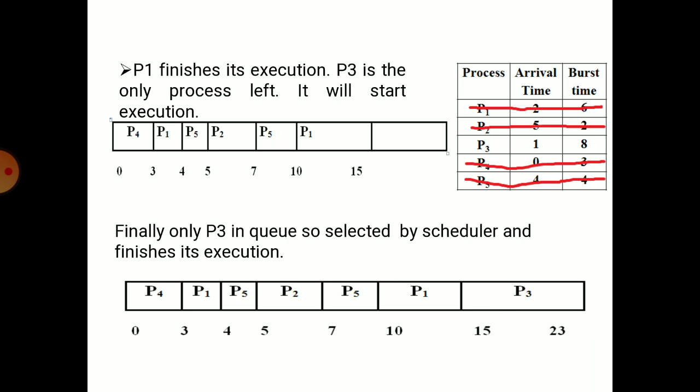When P1 finishes its execution, only P3 is in the waiting queue. Then it is selected and starts execution. Finally, with only P3 in the queue, it is selected by the scheduler and finishes its execution.